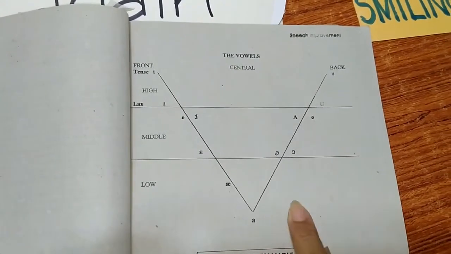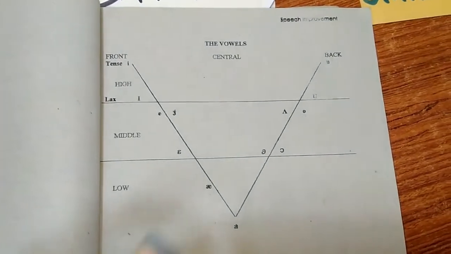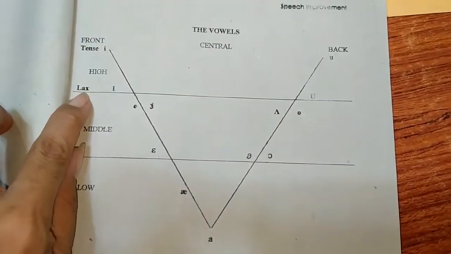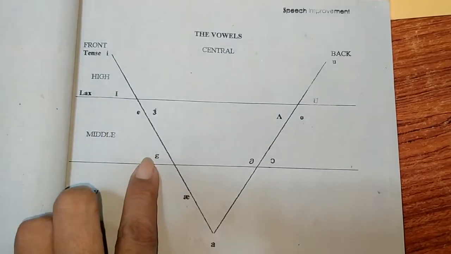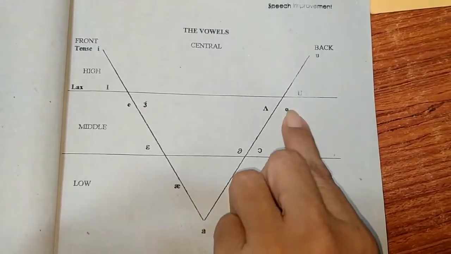Okay? Now, there's still another classification of the vowels. Remember, the third classification is the tense and the lax. Tense, lax, tense, lax.